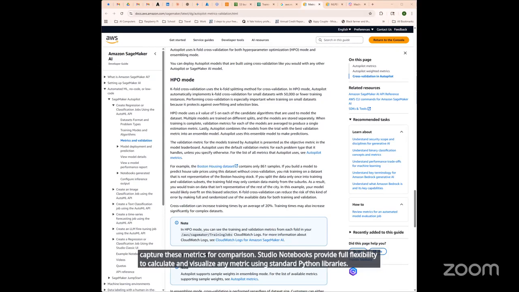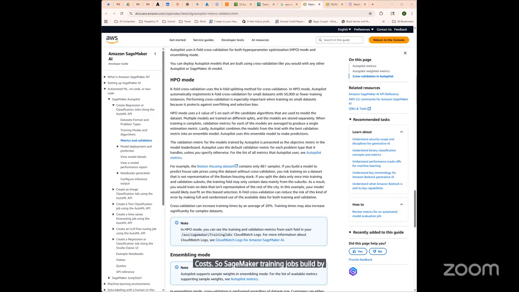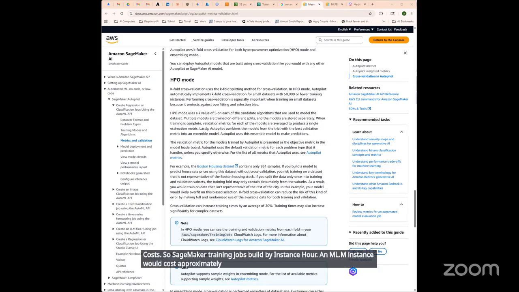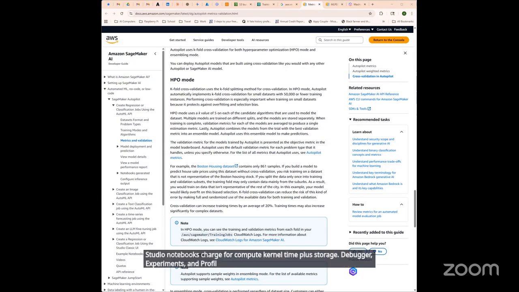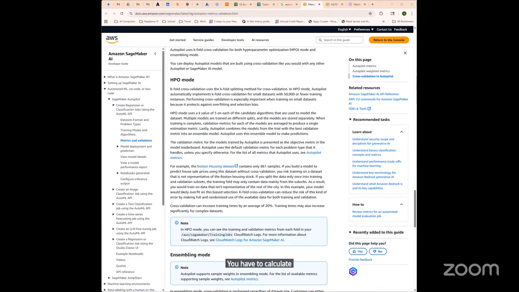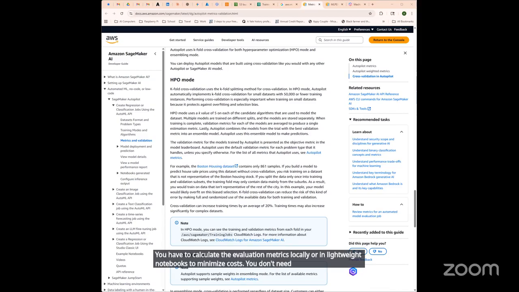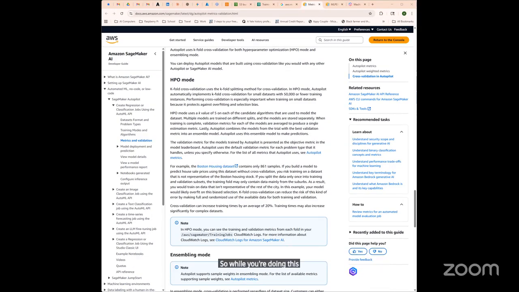Costs. So SageMaker training jobs bill by instance hour. An ML.M instance would cost approximately 25 cents to $1 an hour, right? Studio notebooks charge for compute kernel time plus storage. Debugger, experiments, and profiler add logging, storage, and slight compute overhead. You should calculate the evaluation metrics locally or in lightweight notebooks to minimize costs. You don't need expensive GPU instances to compute metrics, only to train models. So use the free tier or minimal instances for metric calculation and visualization.